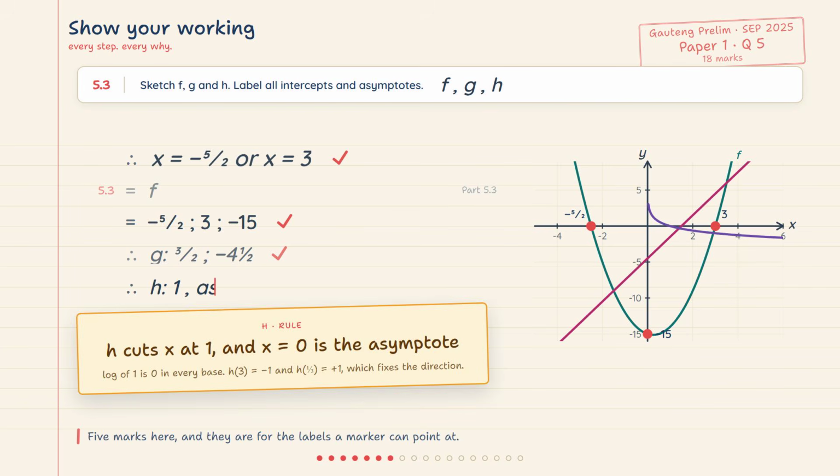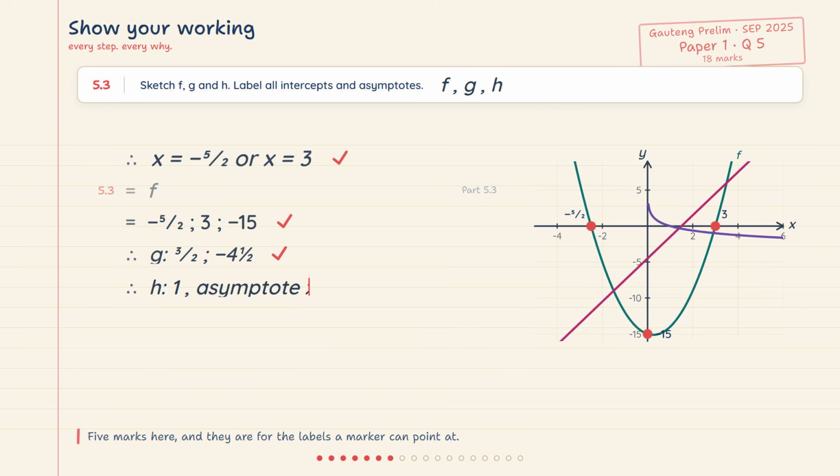H is the log, base a third. Every log passes through 1 on the x-axis, because the log of 1 is 0 whatever the base. The asymptote is the y-axis itself, x equals 0, and that is the one the question is asking you to label. And because the base is less than 1, this log falls instead of rising. H of 3 is minus 1, H of a third is plus 1. Plot those two, and the direction is settled.